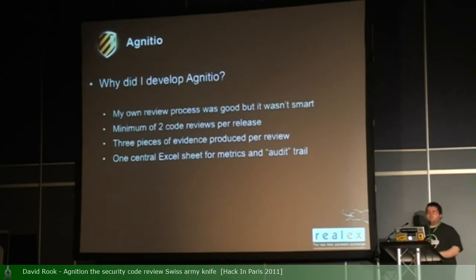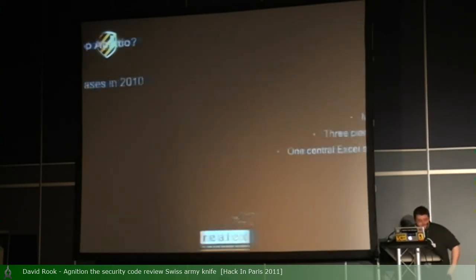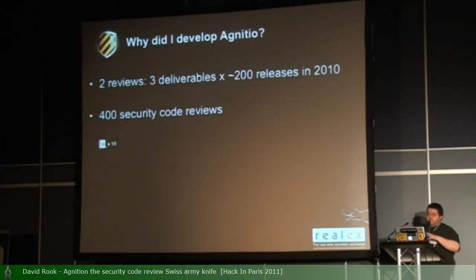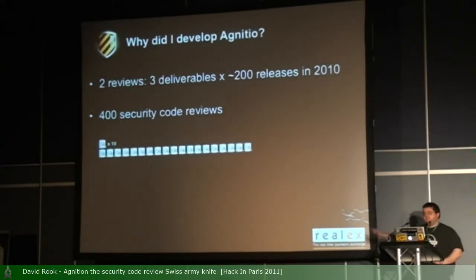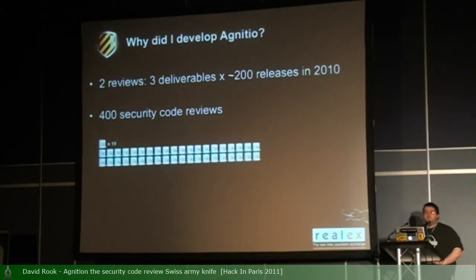So as I said, my own review process was good, but it wasn't smart. We had this multiple review process, producing these reports and so on, but it meant that for every single release, we would do a minimum of two code reviews, and then we would produce three different pieces of evidence for each code review. And this was me thinking the process was smart until I really sat down and looked at it. So what that meant was, if we hadn't been using Agnitio for 2010, we would have done about 400 security code reviews. So we still did 400 security code reviews, but we did them in a smarter way.